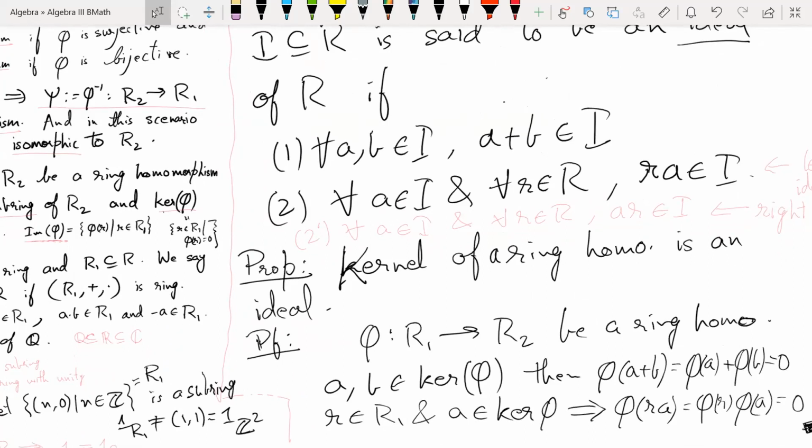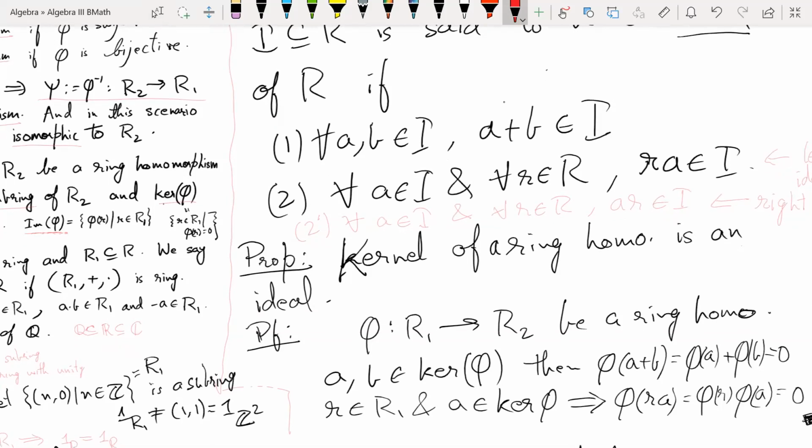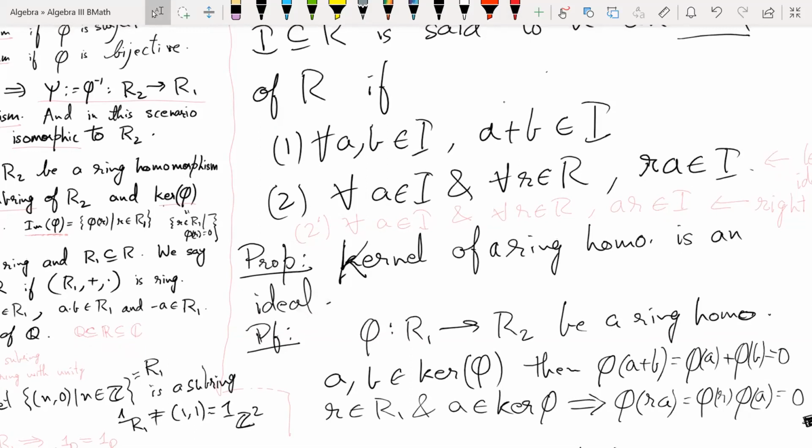It's one line. Let phi be a ring homomorphism. If a, b are in the kernel of phi, then a plus b is also in the kernel of phi, because phi of a plus b is going to be 0. And if r is some element of the ring and a is in the kernel of phi, then phi of ra is the same as phi of r times phi of a, and phi of a is 0. You multiply anything with 0, you get 0. So ra is in the kernel of phi. Similarly, if you do the multiplication on the right, it will give you the same thing. So that shows that even for non-commutative rings, this is okay. Makes sense, everyone?